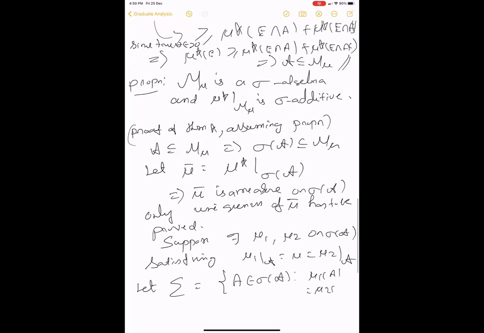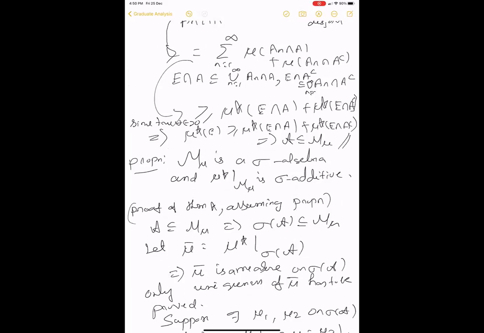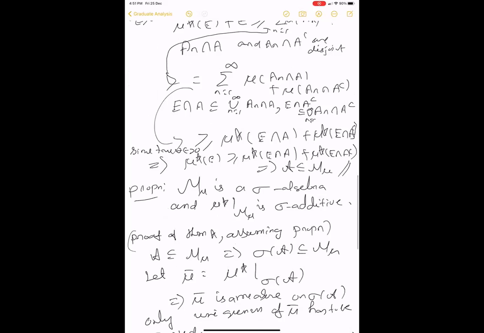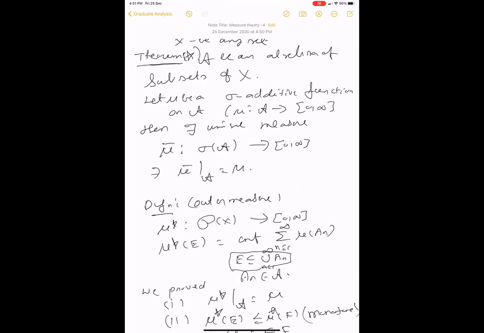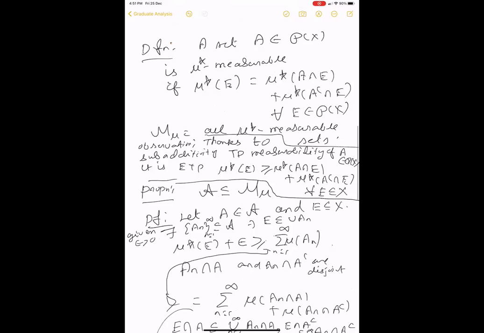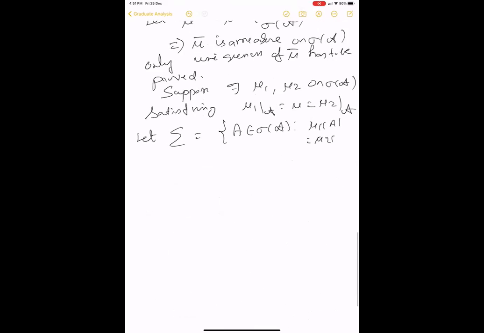The proposition says mu is a sigma algebra and mu star restricted to mu is sigma additive. That's the proposition. Once this proposition is proved, the theorem is proved. Maybe I should have proved the proposition and then come to the theorem. Whichever is okay. I'm proving the theorem now. The theorem says that there exists an extension of this mu, which is mu bar, and the extension is unique. We get an extension just by restricting mu star to the sigma algebra generated by A, and then we want to prove its uniqueness. So I'm just proving the uniqueness now. I haven't proved the proposition. I will prove the proposition, which is long. So before that, I'm proving the theorem.